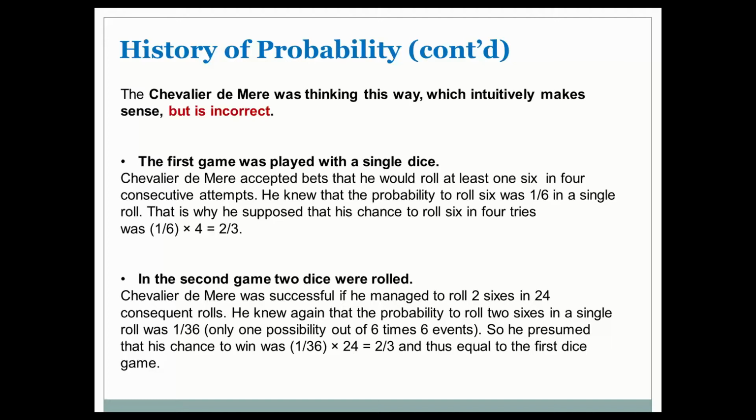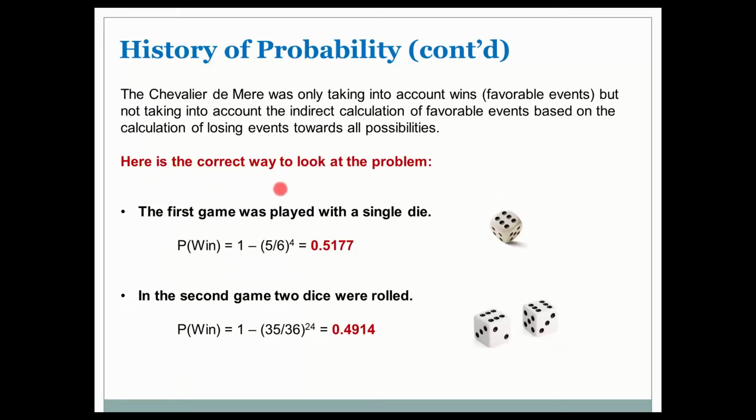Here's how many games I'm playing here. And so here I get it. The essence of the correct solution is that it consists in an indirect calculation of favorable events that are based on the calculation of losing events towards all the possibilities.